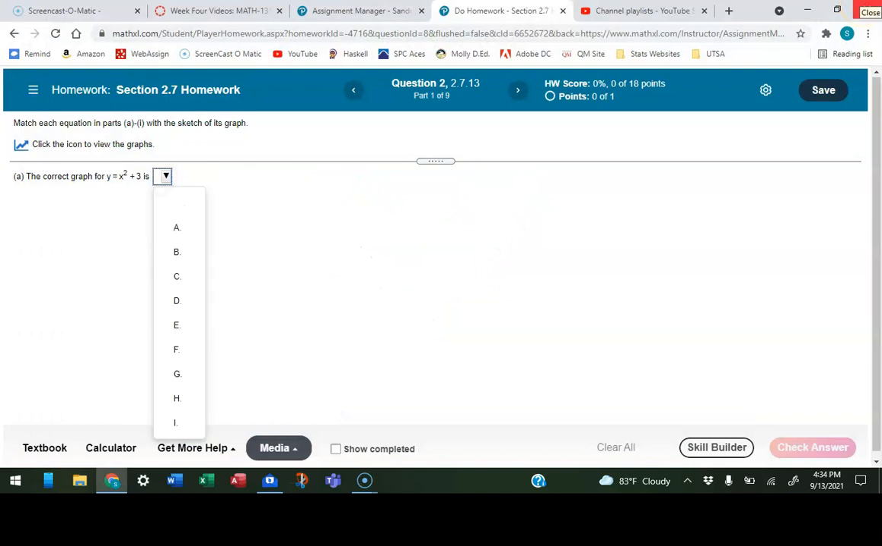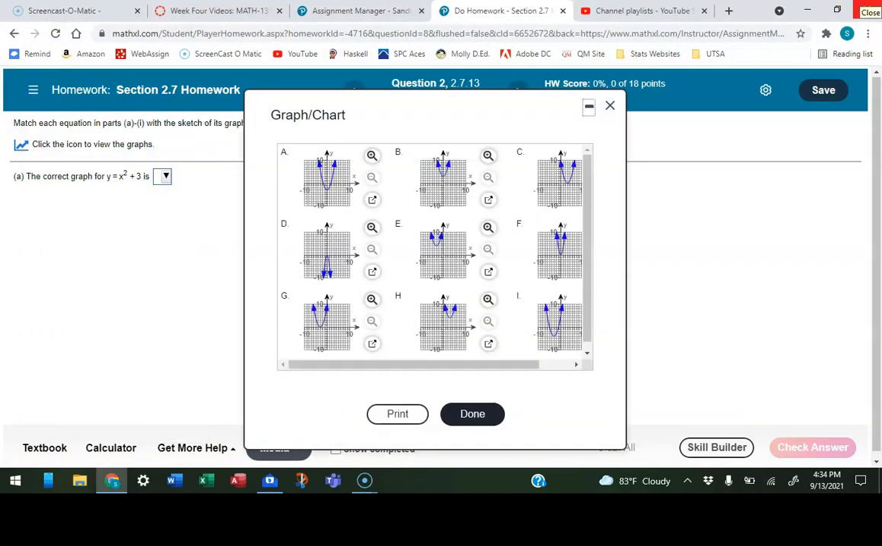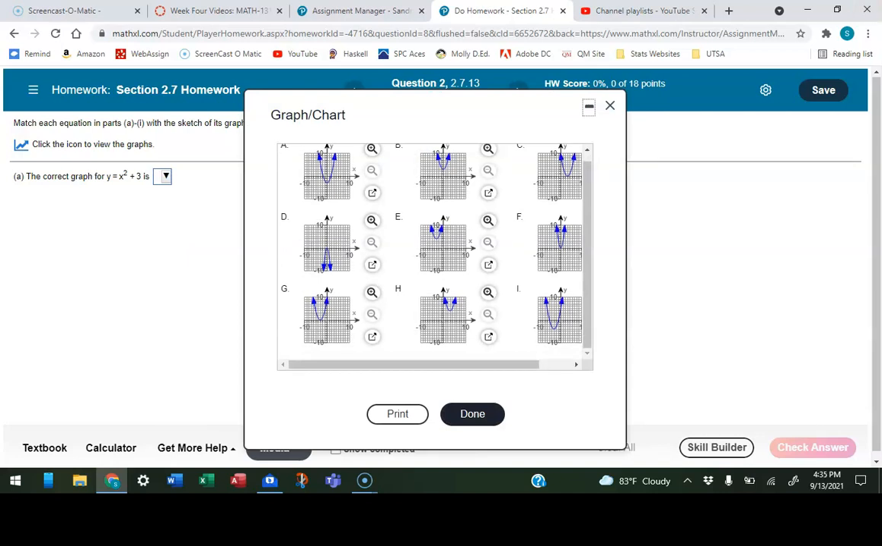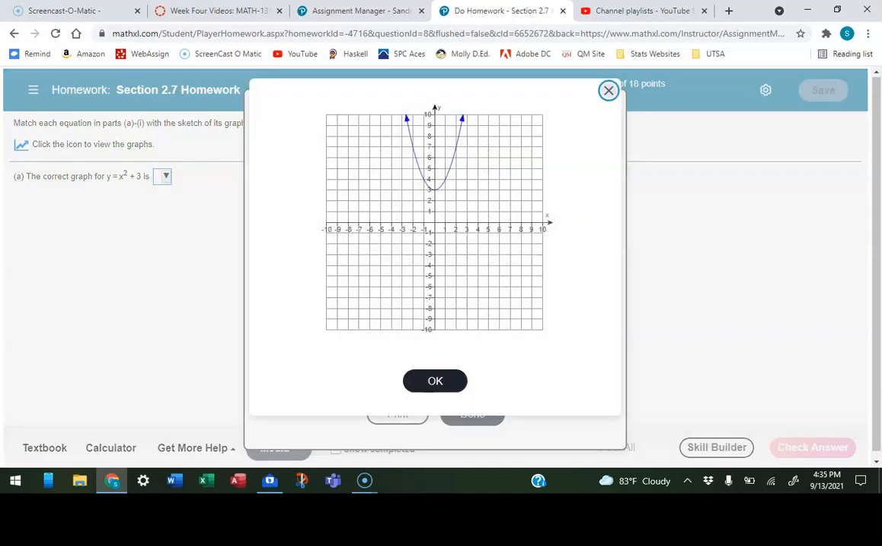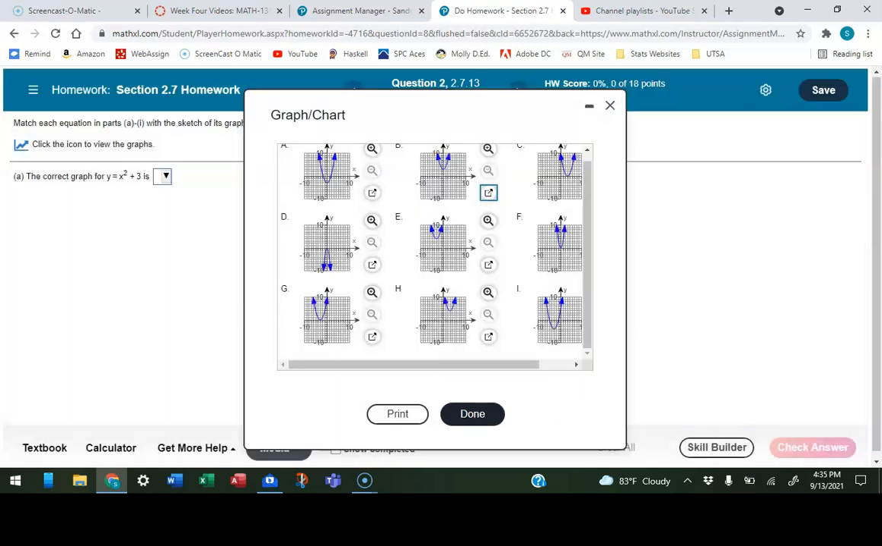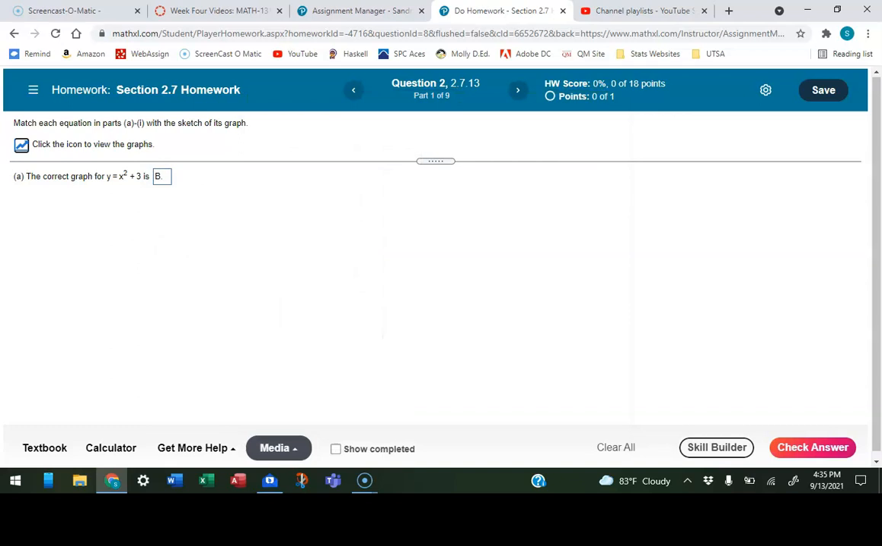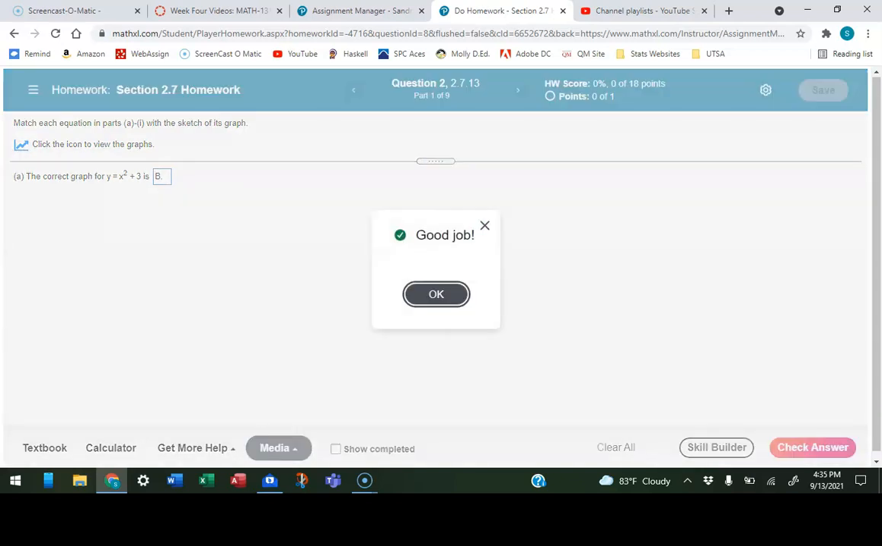So when I come back here, well, good heavens, what is this? I am looking for something that went up 3 units. So if I go look at part B, then part B hits directly at 3, because then it was just shifted up 3 units. So I know that he is B. Okay? So I am going to check that, and look at me be right.